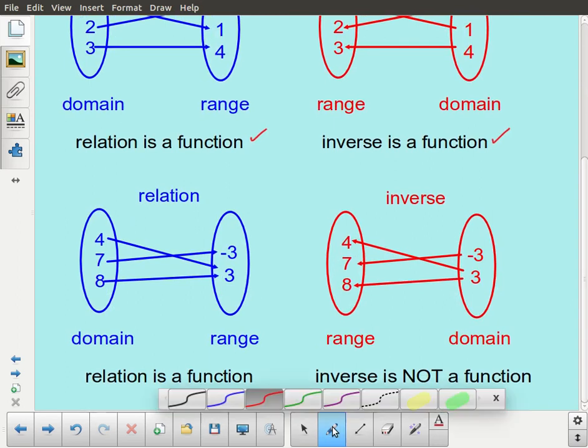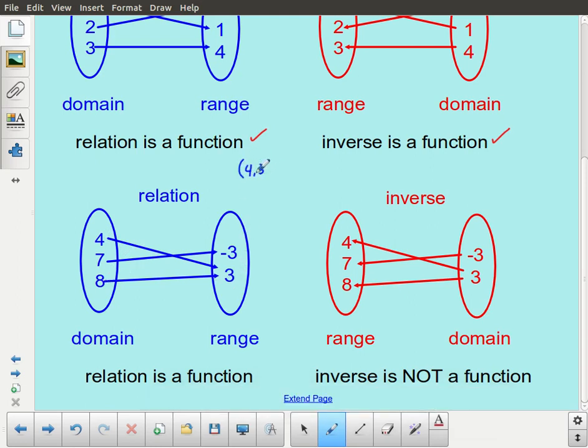As a counterpoint to that, let's take a look at another relation. Here we have 4 producing 3, we have 7 producing -3, and we have 8 producing 3. Now you might think, oh hold on, is this actually a function because 4 and 8 produce the same value? But that's actually not a problem. 4 produces 3, 7 produces -3, and 8 produces 3. Even though these y values are duplicated, the important part here is that no x values are duplicated, and so that's why this relation is a function.